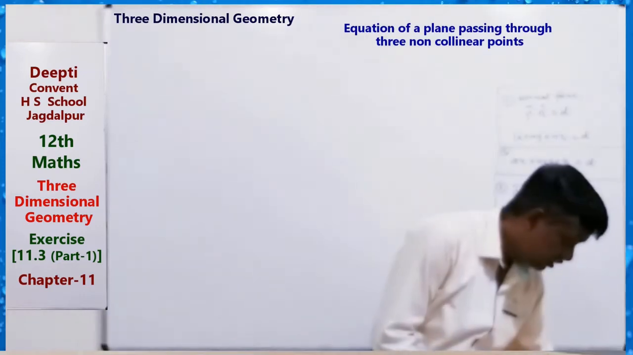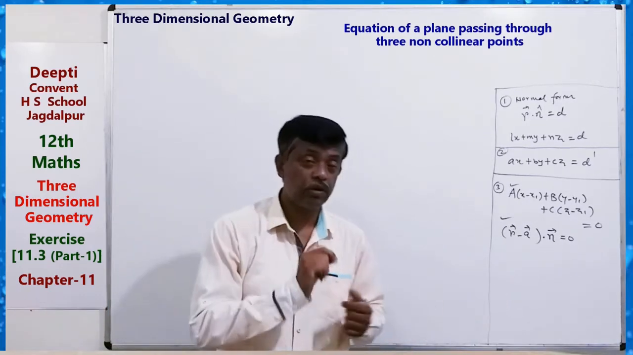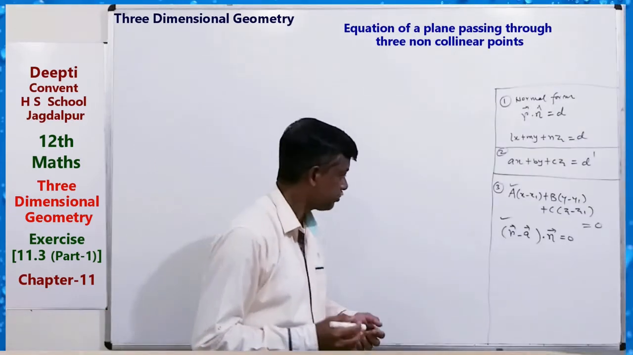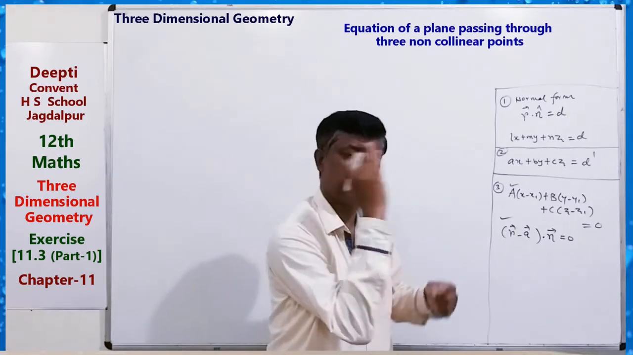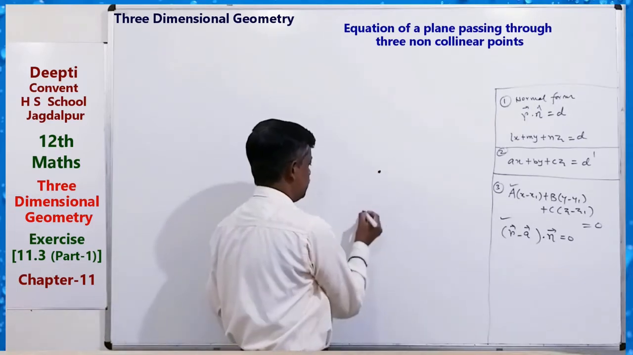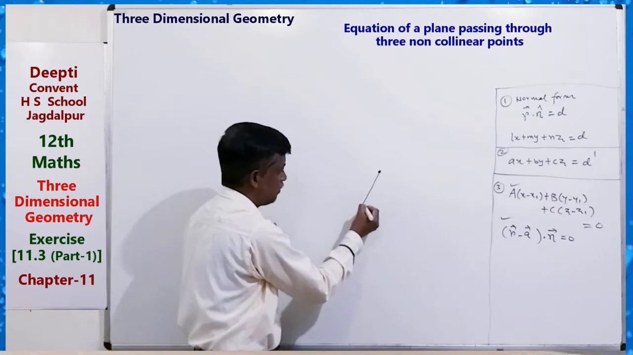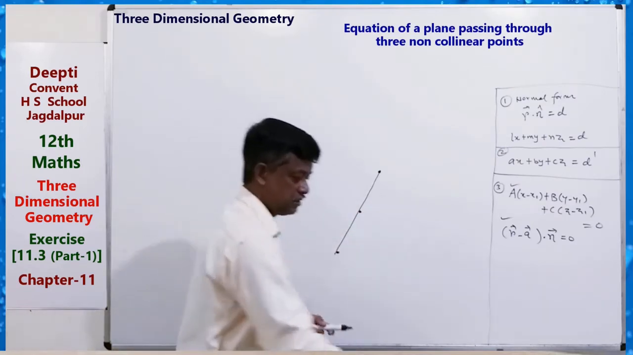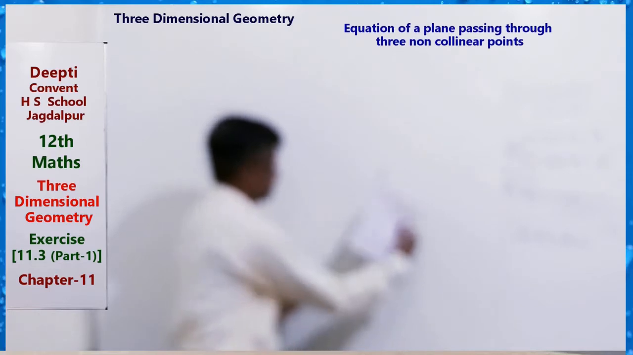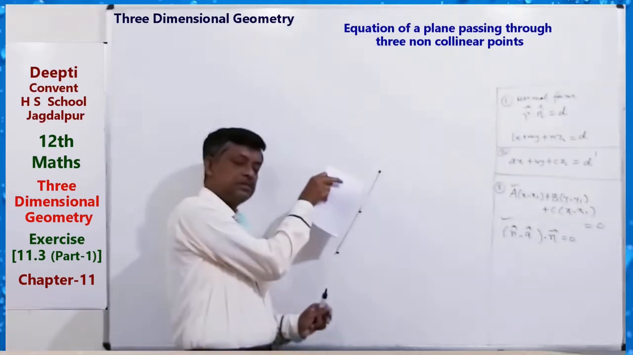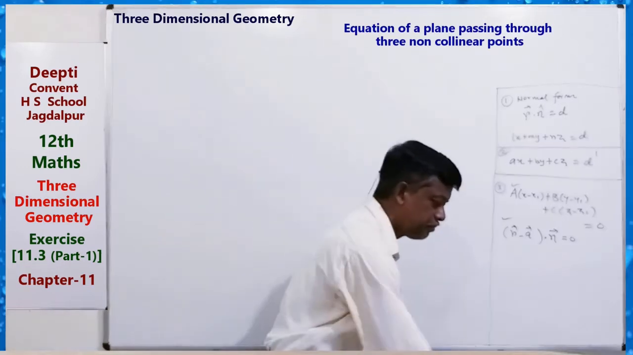So, three non-collinear points: point 1, point 2, point 3. If three points are collinear, suppose we have point 1, point 2, point 3 on a line, then the planes passing through these points may be infinitely many. We can make a plane like this, also like this, also like this. There will be infinitely many planes. Okay?